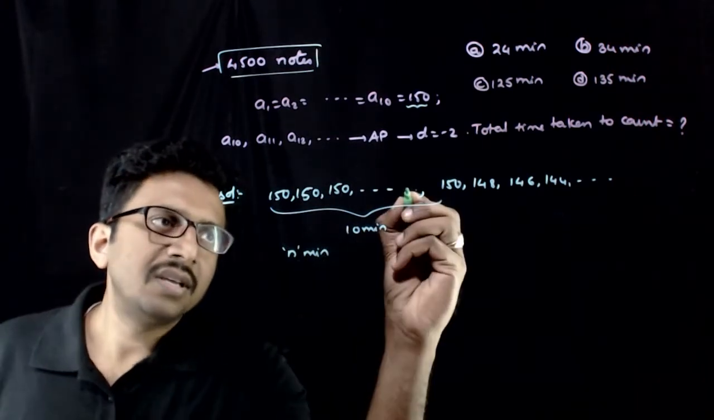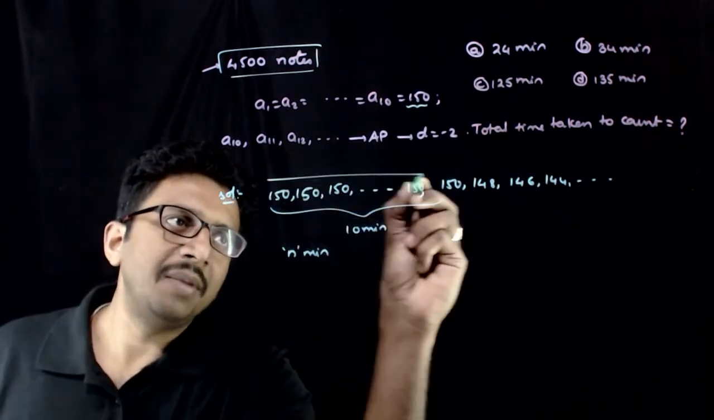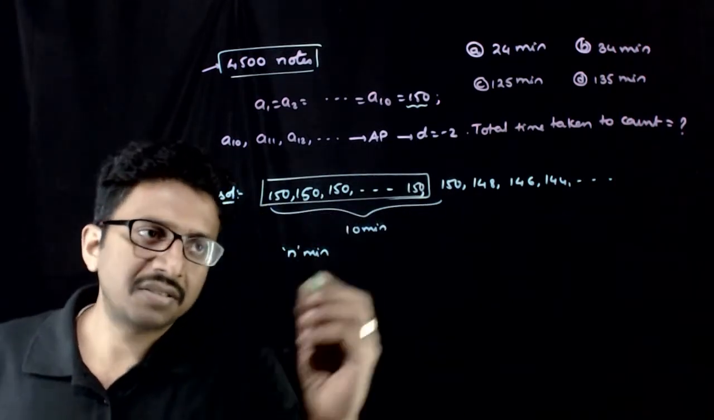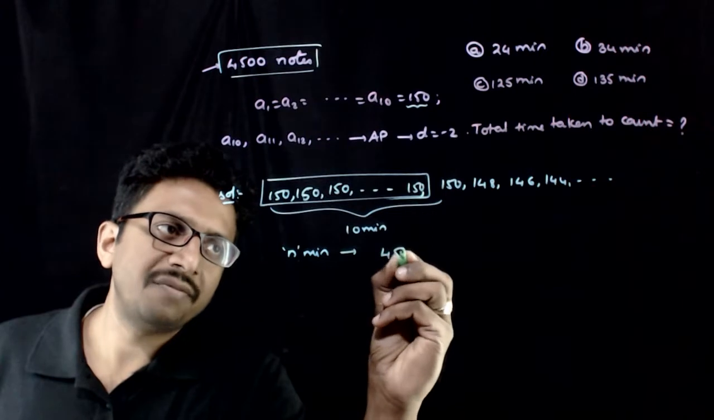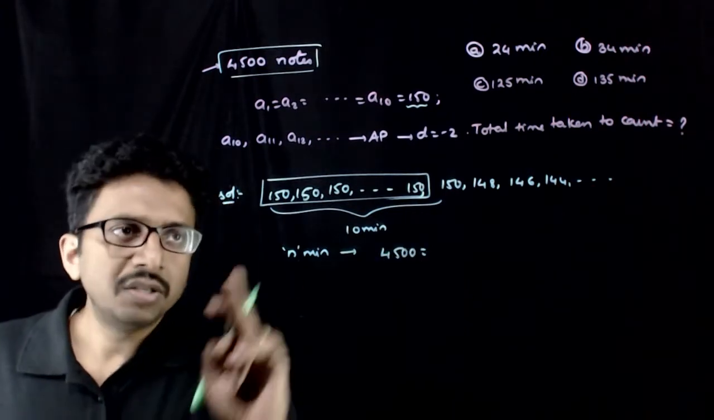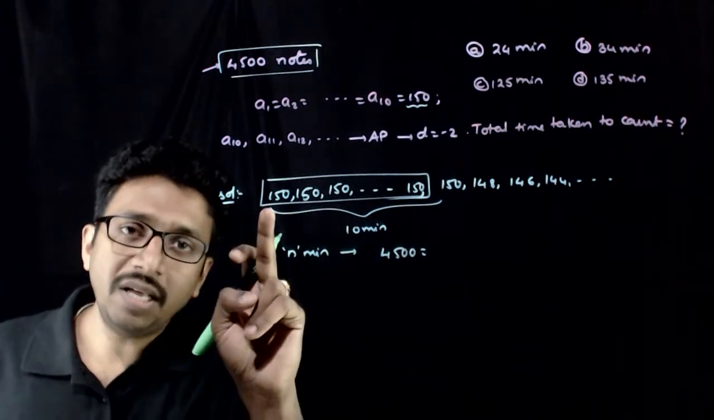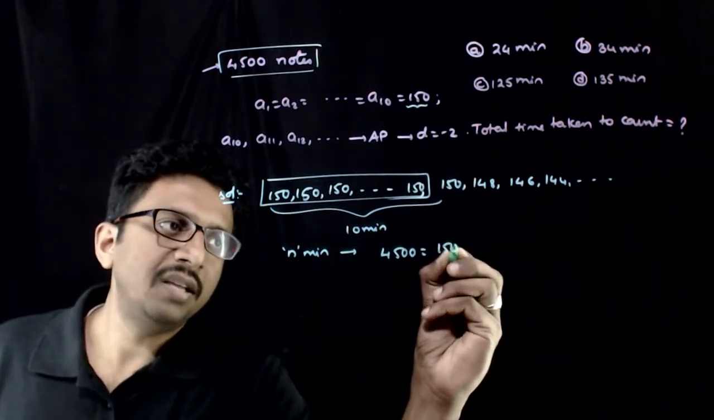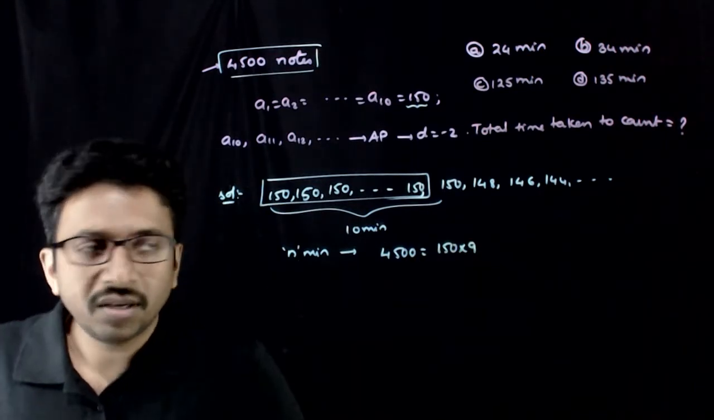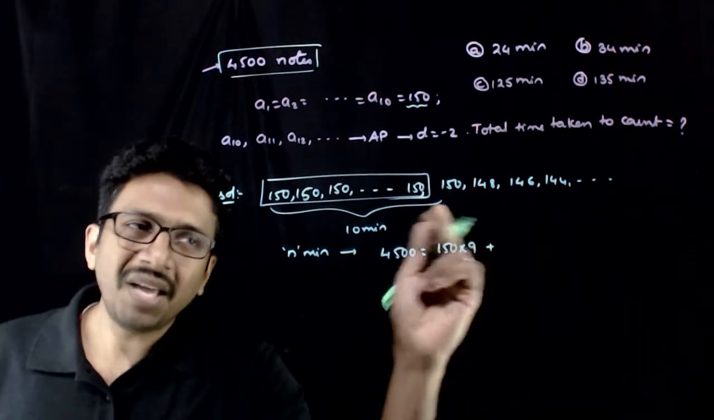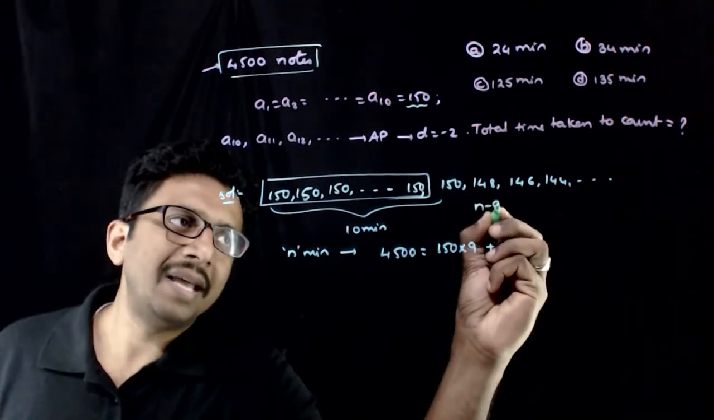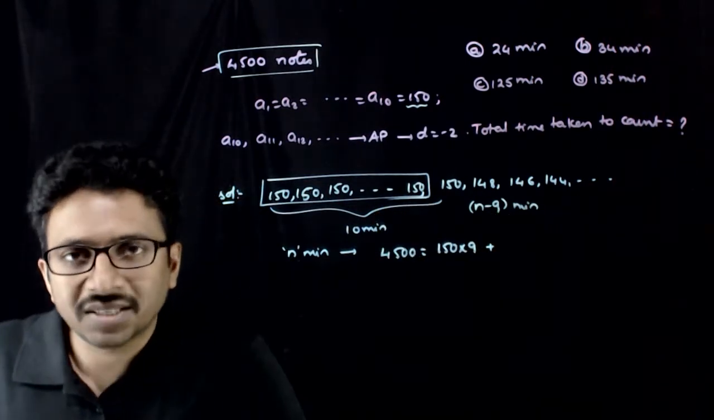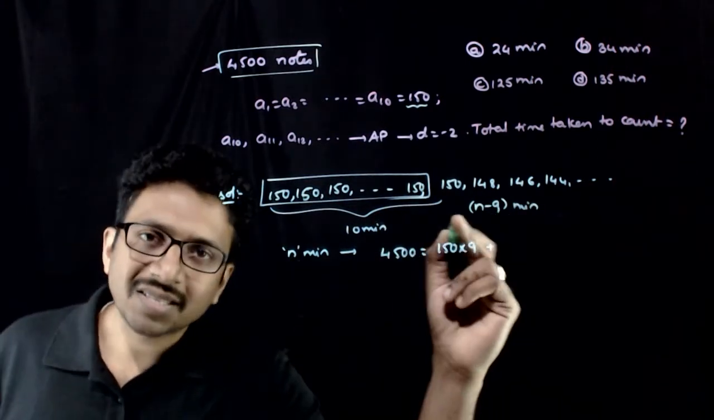Now what I do is, I'll take out the first 9 minutes. So this 4,500 should be equal to, in these 9 minutes he has counted already 150 into 9. 150 into 9 notes have been counted. And after that, in the remaining n minus 9 minutes, the total number of notes he has counted is given by the sum of an AP.